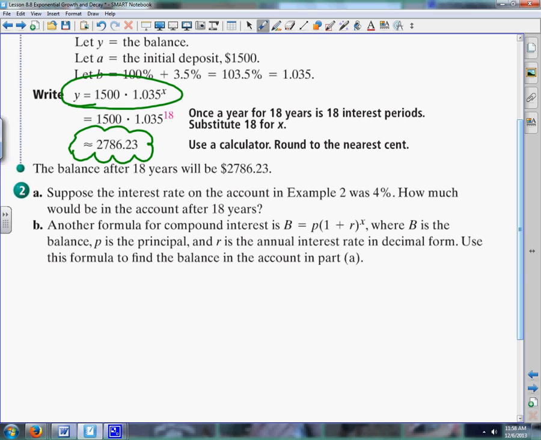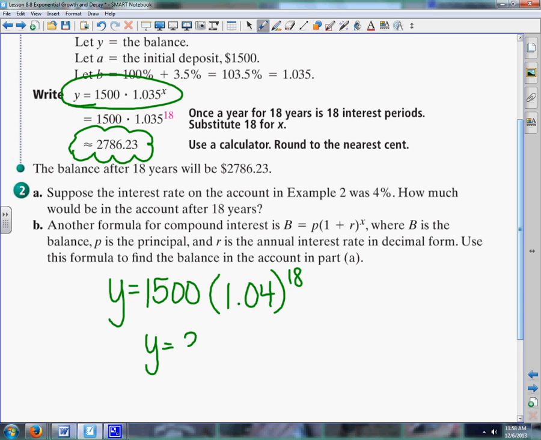Okay, so I'm going to change my equation. It's going to be y equals 1,500 times 1.04 to the 18th power. 1.04 to the 18th power is 2.02 times 1,500. So your balance would be $3,038.72.